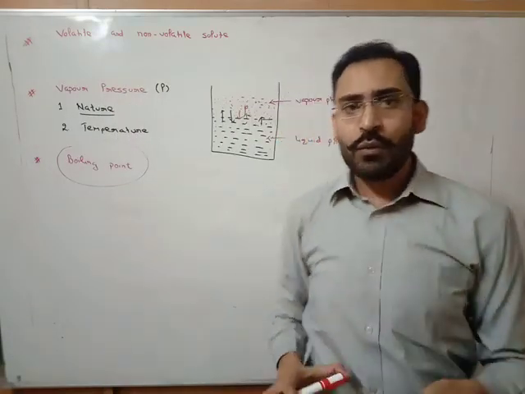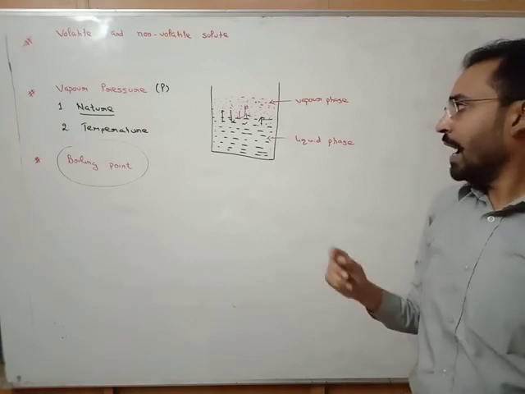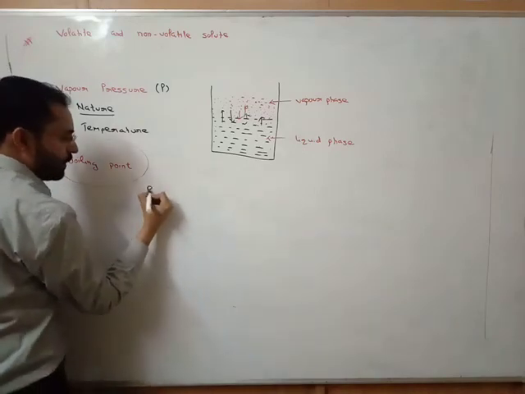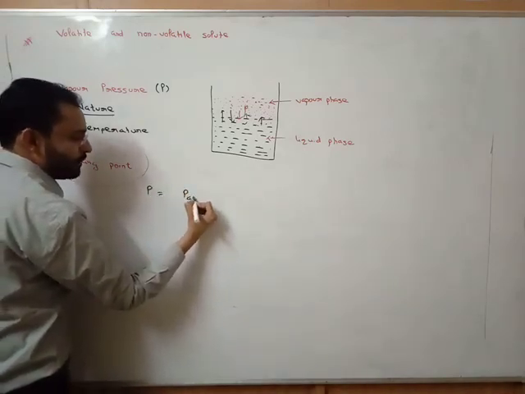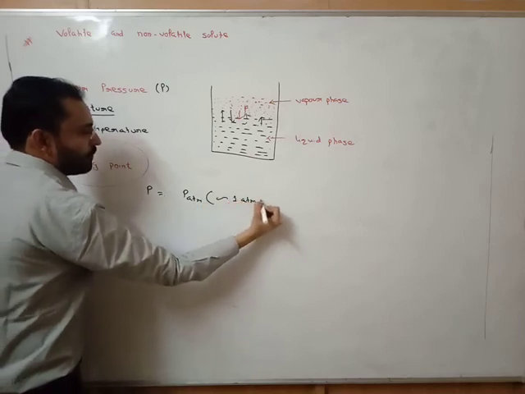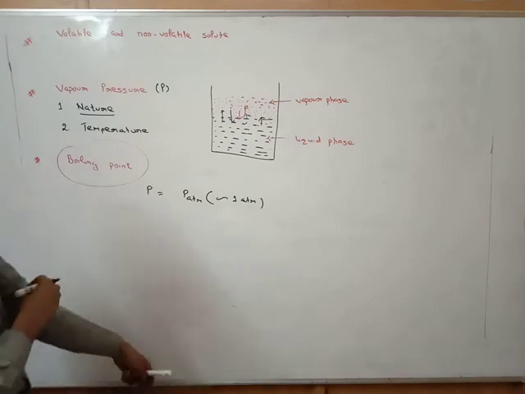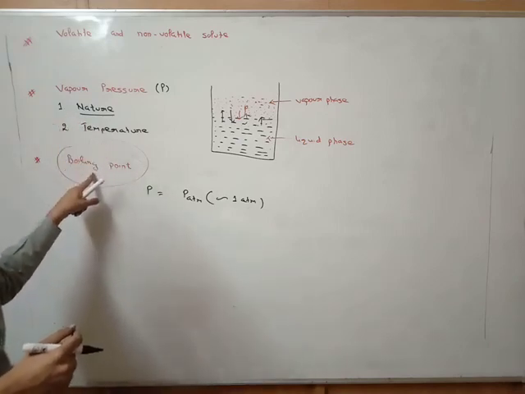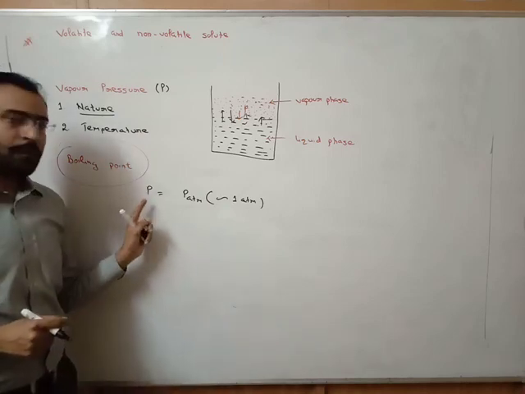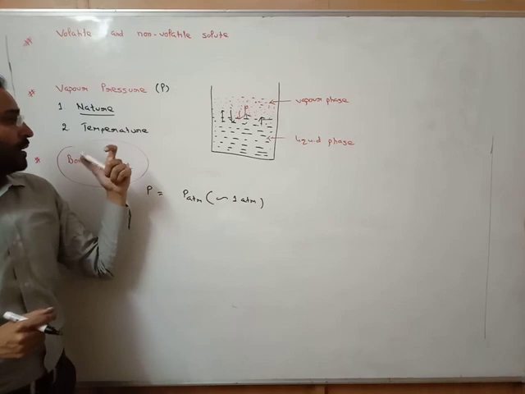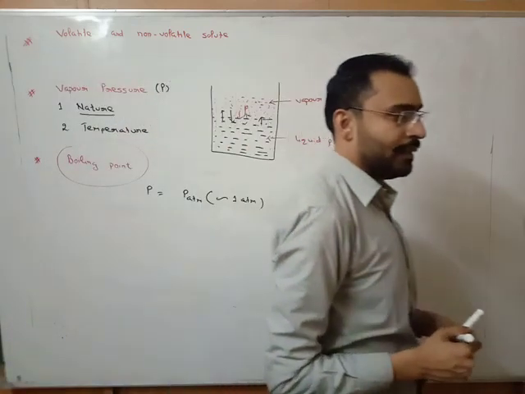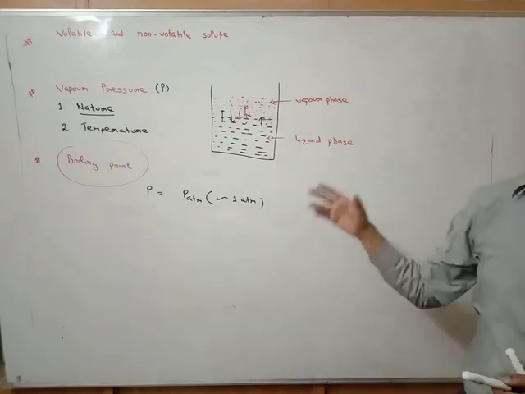Boiling point of a liquid is the temperature at which its vapor pressure becomes equal to atmospheric pressure, roughly 1 atm. Exactly at sea level, 1 atm. So again, what is boiling point? Boiling point is the temperature at which vapor pressure of the substance becomes equal to atmospheric pressure. That is known as boiling point of that given liquid.